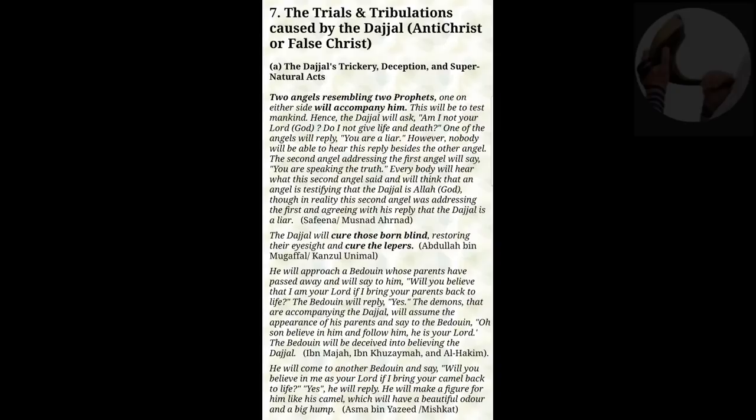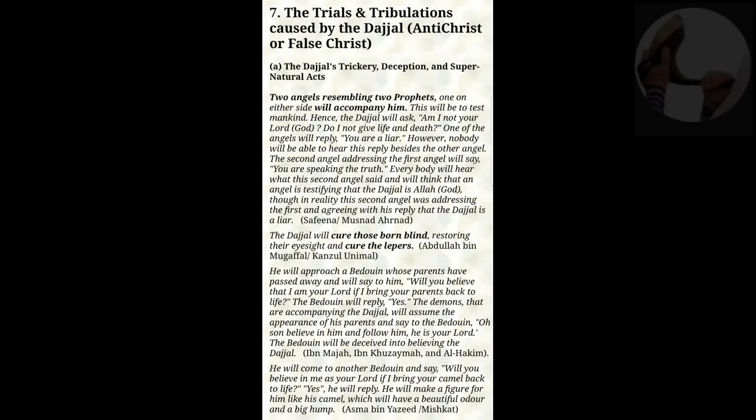It says, the Dajjal's trickery, deception, and supernatural acts. Two angels resembling two prophets. That's the two witnesses, Moses and Elijah. One on either side will accompany him. That's of course when Yeshua returns, the witnesses would have been announcing to the children of Israel that Yeshua was on his way. So when he arrives, the two witnesses will basically say that this is Yeshua. He is the real Yeshua.